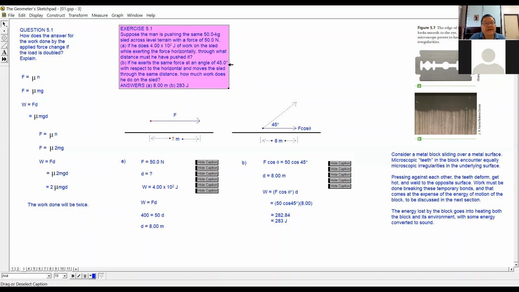You read this exercise 5.1. Suppose the man is pushing the same 50 kg sled across level terrain with a force of 50 Newton. If he does 4 times 10 to the power 2 joule of work on the sled while exerting the force horizontally, through what distance must he have pushed it? If he exerts the same force at an angle of 45 degrees with respect to the horizontal and moves the sled through the same distance, how much work does he do on the sled?